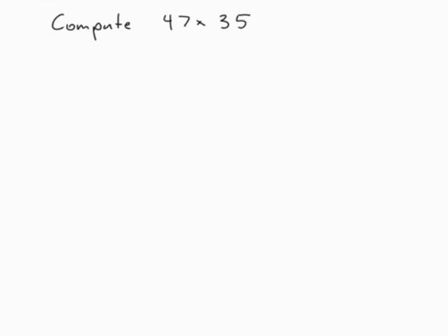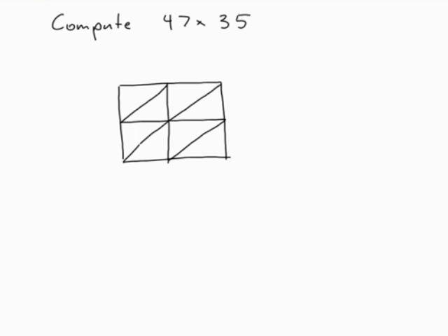In this case, since we're multiplying a two-digit number by a two-digit number, we'll make a 2x2 grid. Then we draw diagonal lines from the lower left to the upper right through all of the squares. We write the numbers 47 and 35 like this.